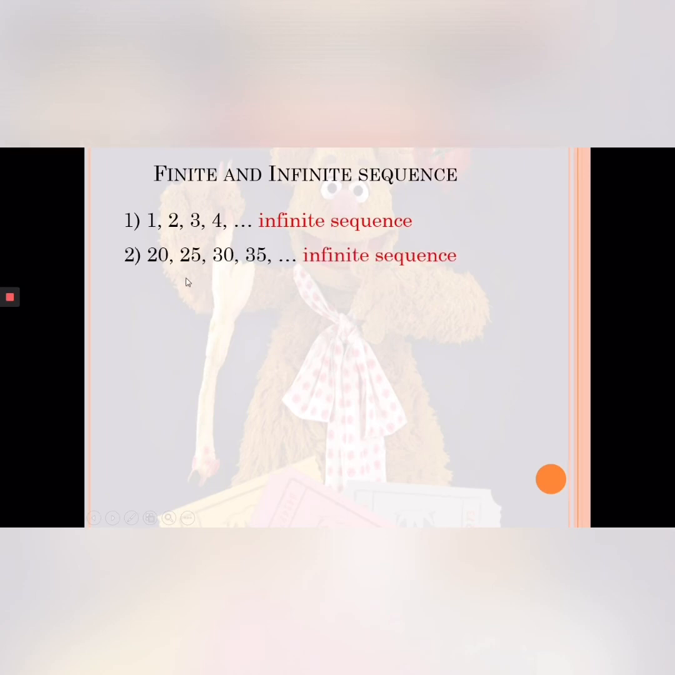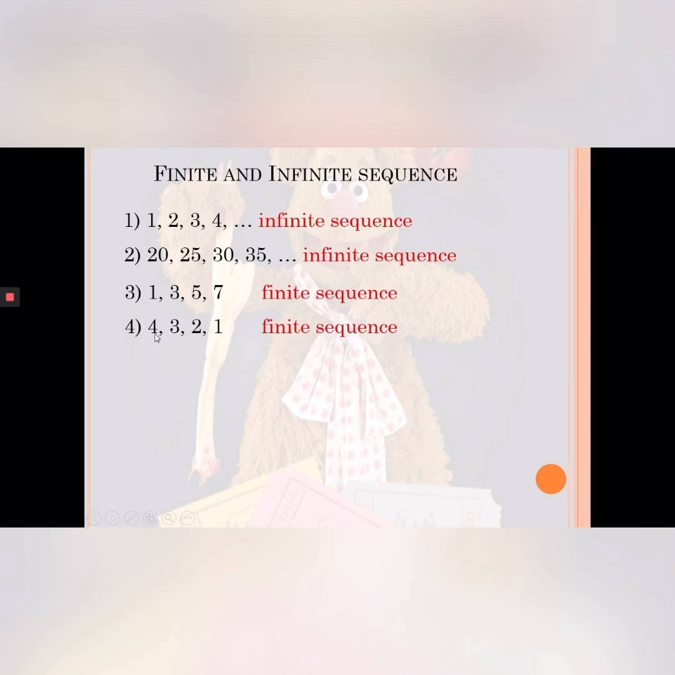Now the second example, we have 20, 25, 30, 35, and dot dot dot. So it's another infinite sequence because we cannot count how many terms we have here, right? So let's proceed to number three. We have 1, 3, 5, 7. Now this is an example of a finite sequence. Why? Because we can count the terms in this example. We have 1, 2, 3, 4. We have 4 terms.